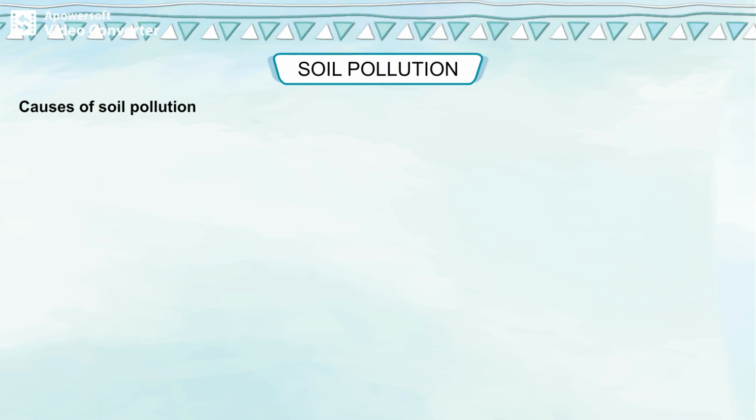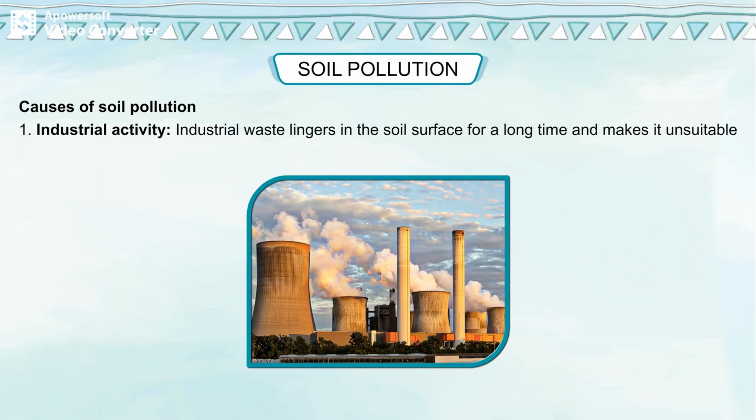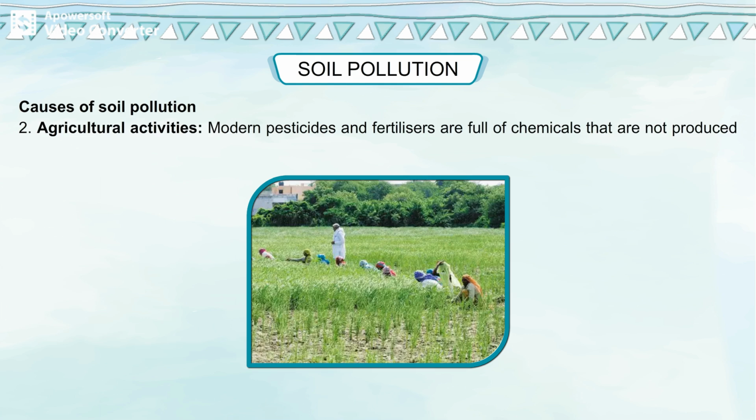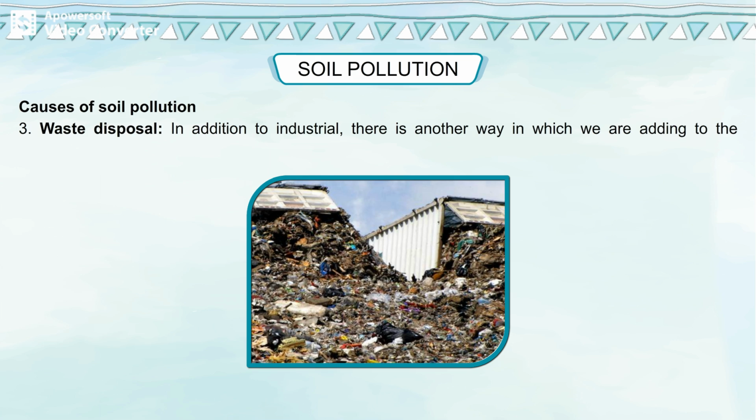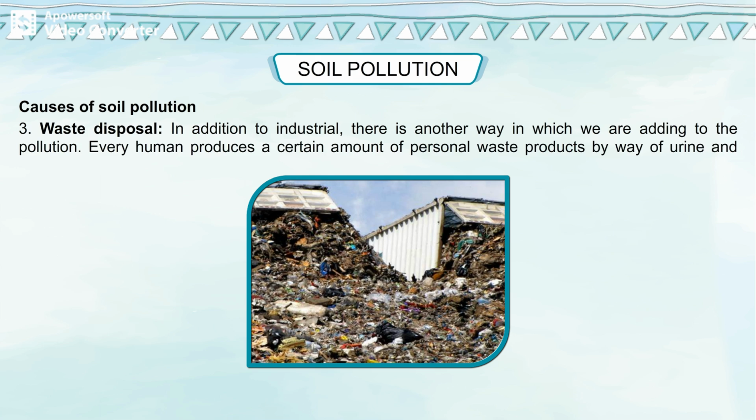Causes of soil pollution. Industrial activity. Industrial waste lingers in the soil surface for a long time and it makes it unsuitable for use. Agricultural activities. Modern pesticides and fertilizers are full of chemicals that are not produced in nature and cannot be broken down by it. These accumulate in the soil, altering its composition and affecting the organisms living in it. Waste disposal. In addition to industrial, there is another way in which we are adding to the pollution. Every human produces a certain amount of personal waste products by way of urine and feces.